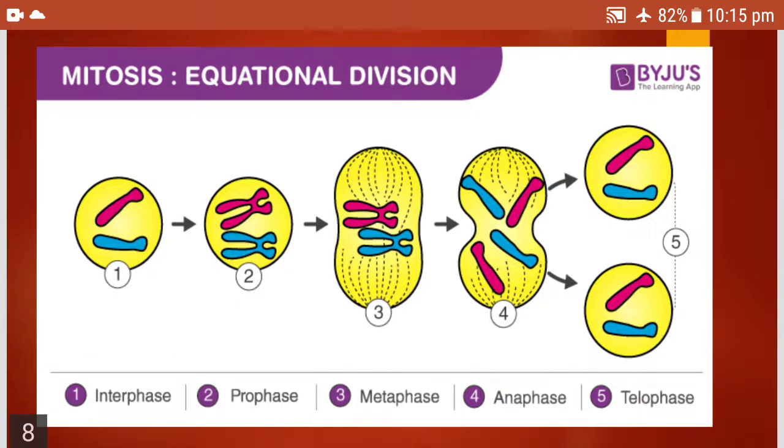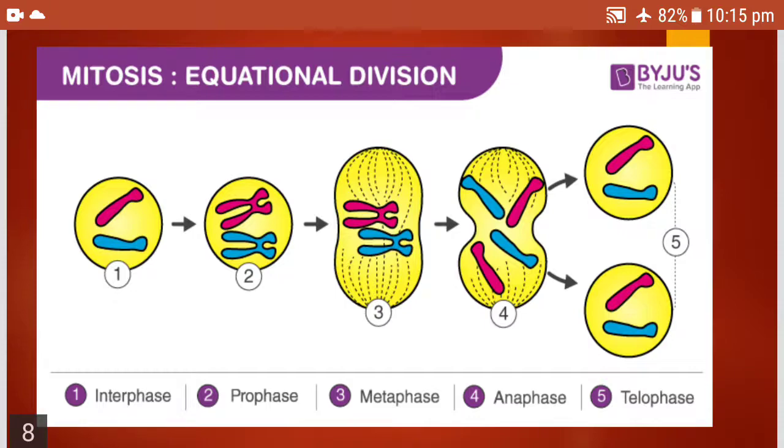The first phase is the interphase, that is the resting phase. Whereas prophase is again the second phase, or you can call prophase the first phase, in which the chromatin material becomes condensed and clear. That means the chromosomes become clear. They split lengthwise to form the chromatids connected by the centromere. And the most important thing is the nuclear membrane disappears in the prophase.